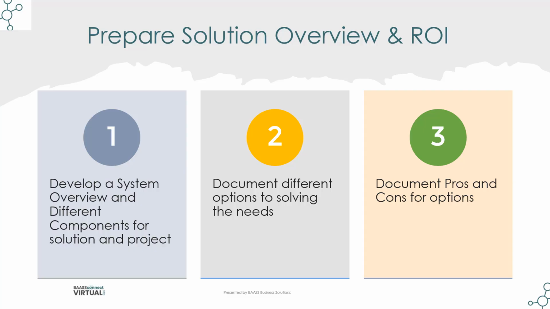When preparing a solution overview and an ROI, it's important to go through 3 different steps. We develop a system overview and different components for that solution and project. We then document different options for solving those needs. And the last is documenting the pros and cons for the options. This will indicate what you will get out of the software solution and maybe what will be limited.